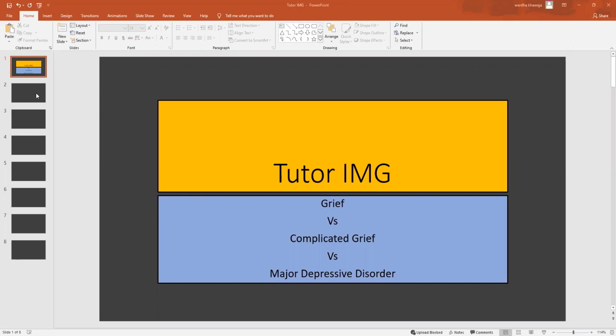So we're going to be taking a look at some overlapping psychiatric diagnoses. And I'm going to be talking about grief, how to differentiate it from complicated grief, and when to call it a major depressive disorder.